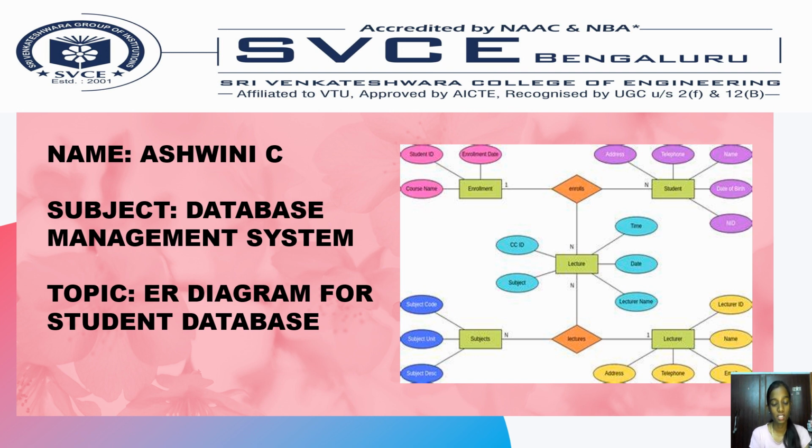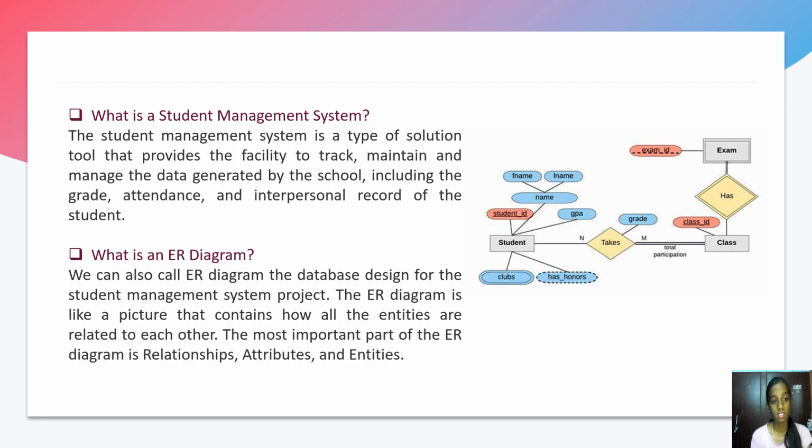So today's topic is about ER diagram for the student database. So let's first see what is a student management system. The student management system is a type of solution tool that provides the facility to track, maintain, and manage the data generated by the school, including the grades, attendance, and personal records of the students.